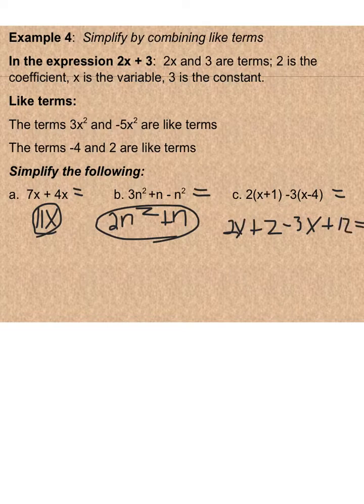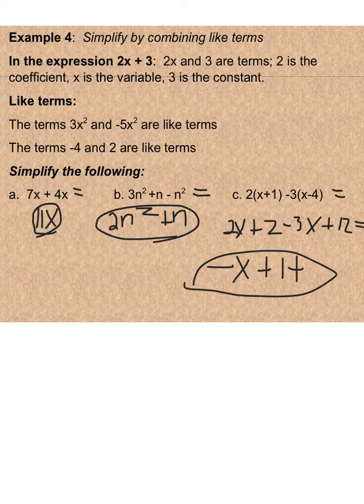So we have 2x minus 3x, that'll give us negative x, and positive 2, positive 12, which will give us plus 14. So our final answer here will be negative x plus 14.